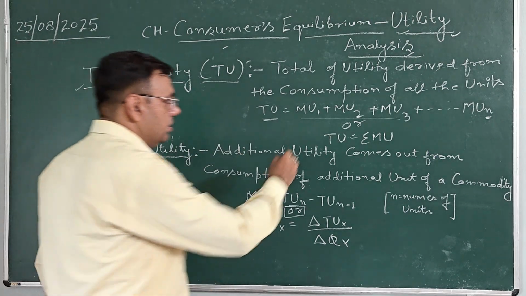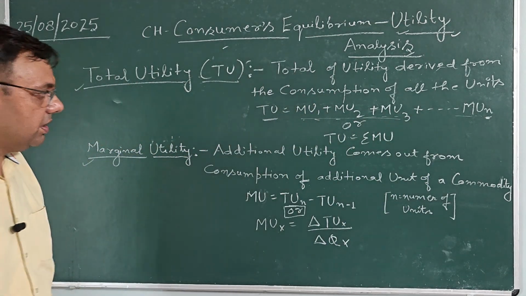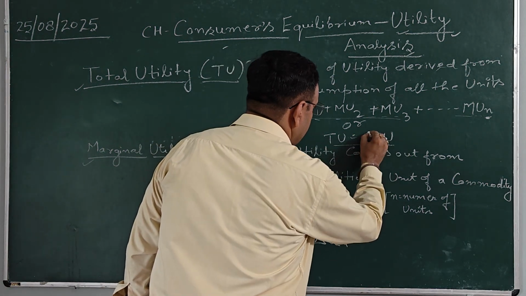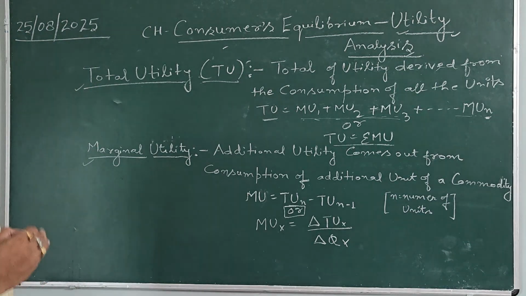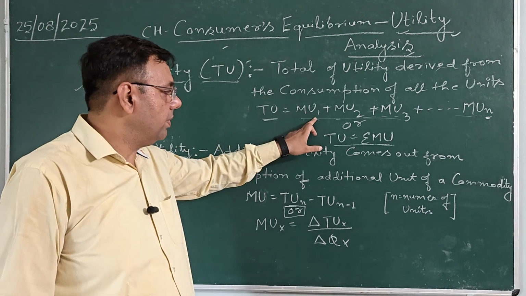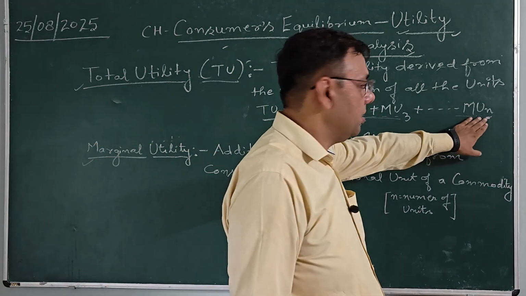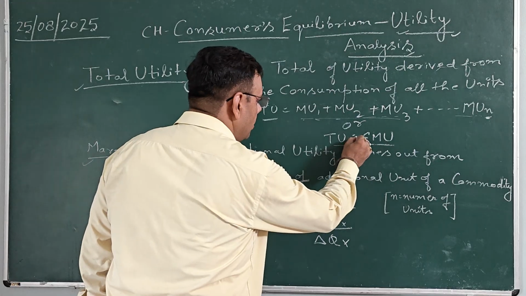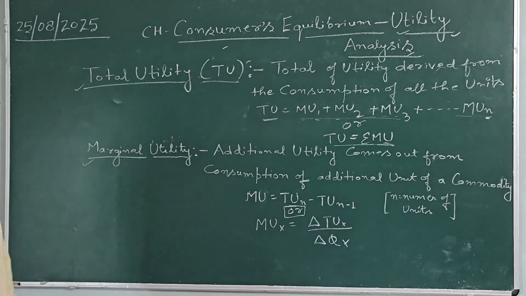Now total utility is the sum total of all the marginal utility, or we can say total utility is the sigma, which refers to the total of marginal utility. So we can add MU1, MU2, MU3 and so on up to the nth unit. N means number, nth unit. So it is the total of all marginal utility, the total of all the units we consume.